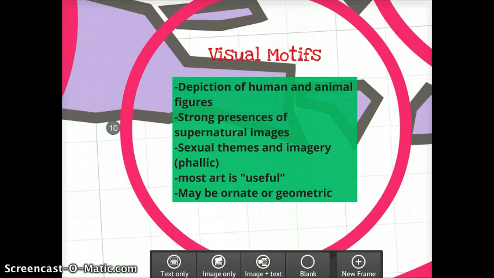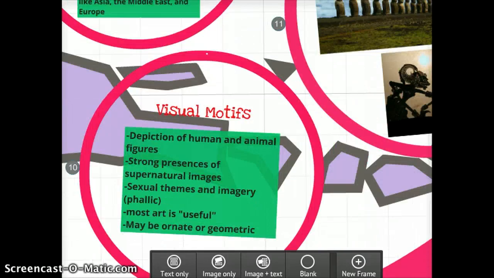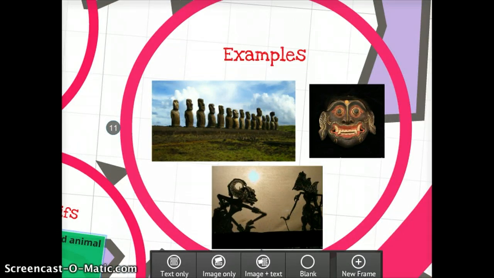Again, like our African art, most of the art is useful, so it's used either in a ceremony or in everyday life. And visually, it's pretty ornate, and there's a lot of geometry involved in these kinds of arts. So here, as an example, you'll see over here the monoliths. These are just huge, huge stone figures, and no one really knows how they were created, but these are pretty characteristic of some of the regions here in South Pacific and in Oceania.